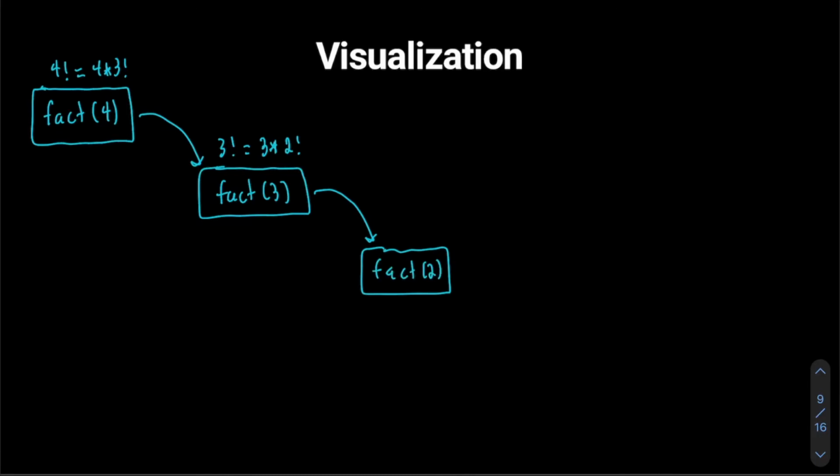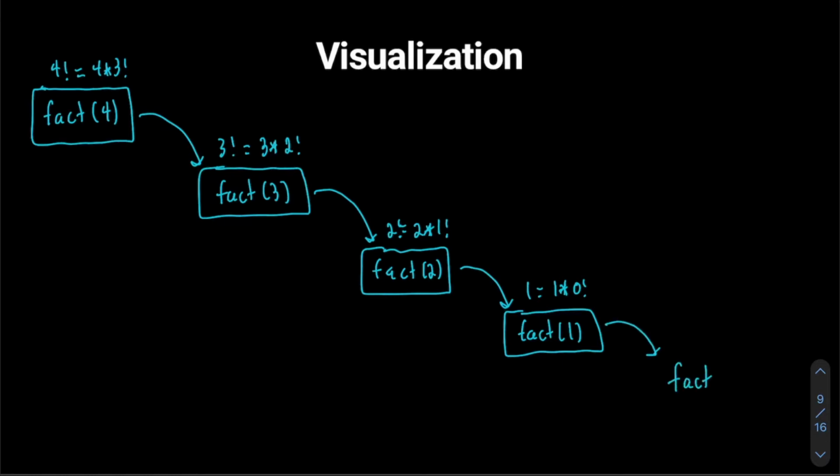So at factorial of 2, I need to find the answer to factorial of 1. All right, and if I want to find the answer to the factorial of 1 in that method call, then I need to make another recursive call to factorial of 1. So we can say 1 is equal to 1 times 0 factorial. Okay, so we can make another call to factorial of 0 because I need to know the answer to that.